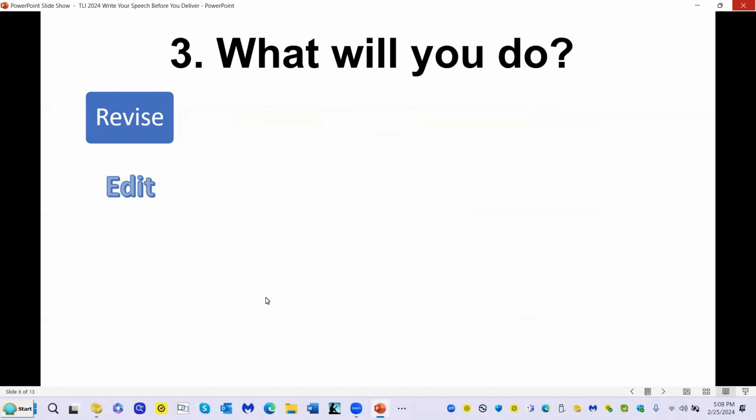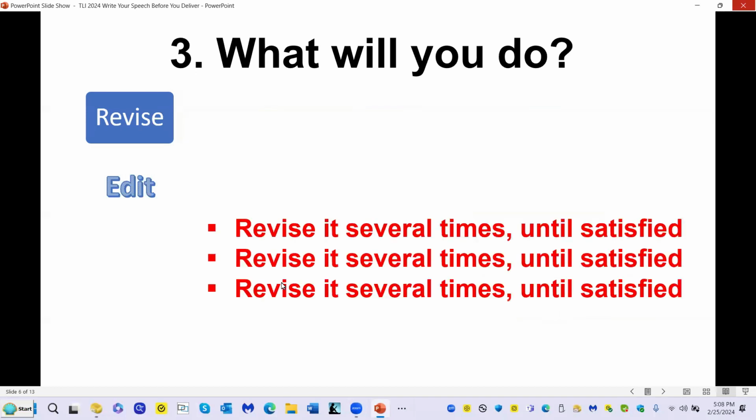Now, what happens in the revise phase? What will you do? You will have to edit. This is the time when you are going to revise it several times until you are satisfied. That's why I wrote it 3 times in red, because you have to revise it several times.